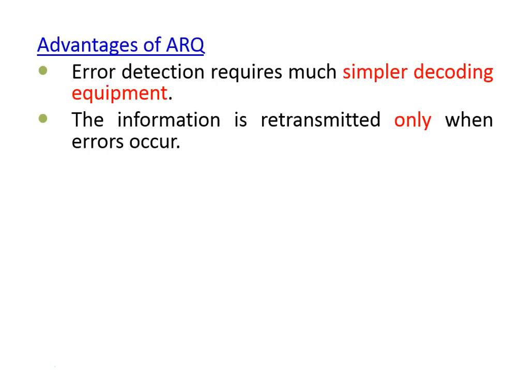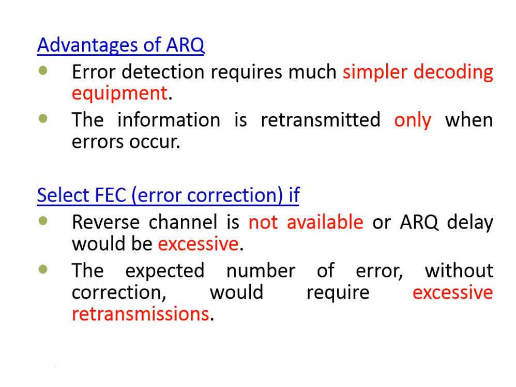So we can see now the difference between these two approaches: the advantage of ARQ is that error detection requires much simpler decoding equipment. However, the information needs to be retransmitted when the errors occur. But in certain applications, we must select the FEC as the error correction if a reverse channel is not available or ARQ delay will be excessive and the expected number of errors without correction will require excessive retransmission.